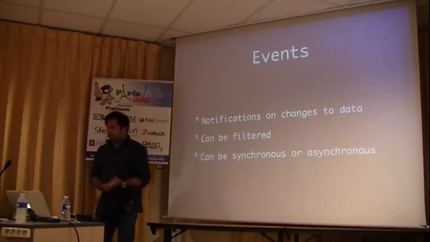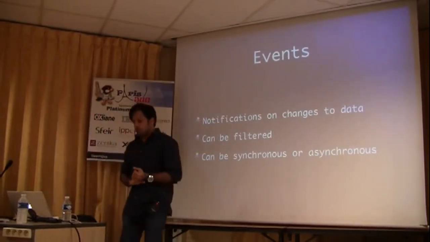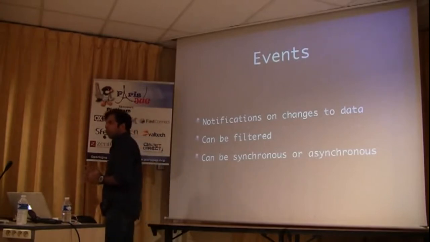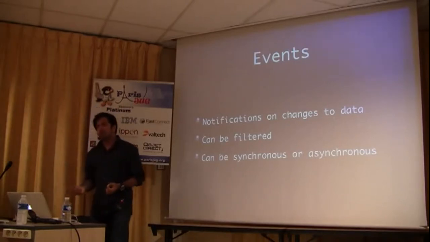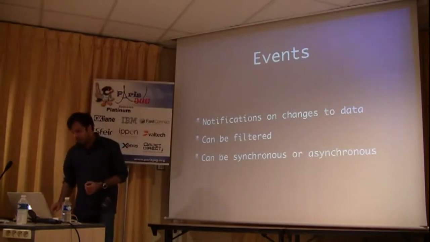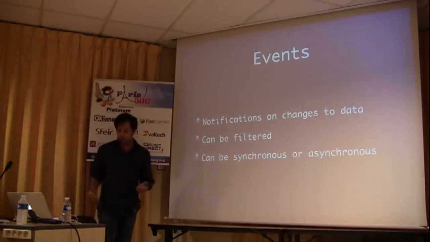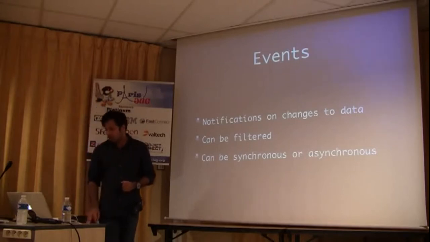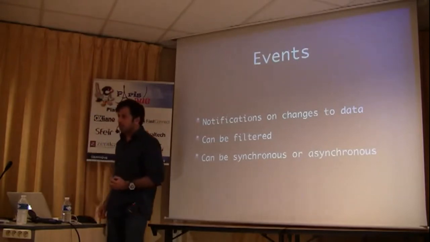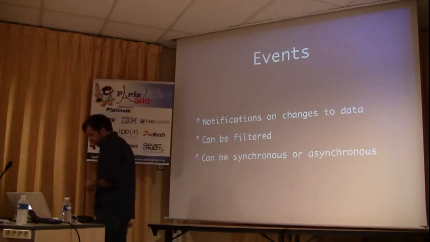So the next thing, events. Another useful feature of JSR 107 is to be able to register for events, to be notified when things happen in your cache. Typically things like data being changed, data being removed, or even data being created and added. We also have the ability to register filters on your listeners. So you can only listen for certain types of events, or specific keys, rather than anything or everything that changes. Events can also be synchronous or asynchronous. This means it can happen in the same application thread that makes the change or in a separate thread.